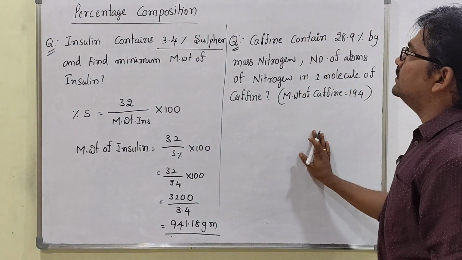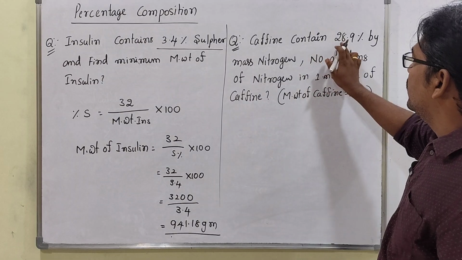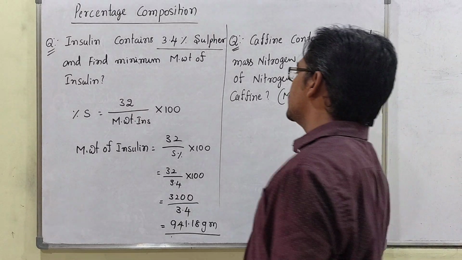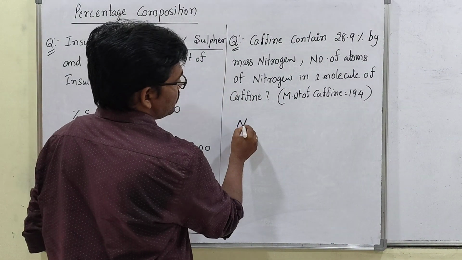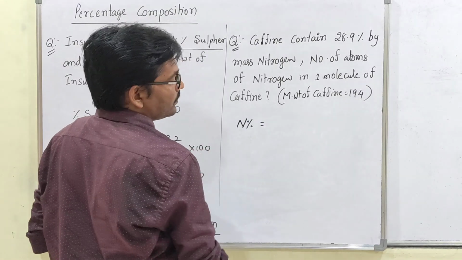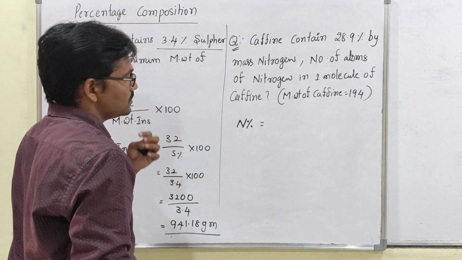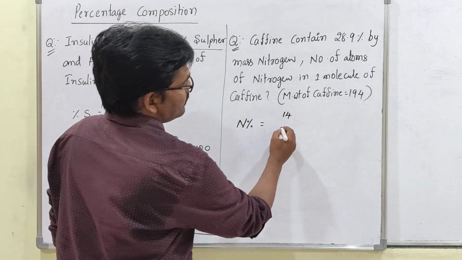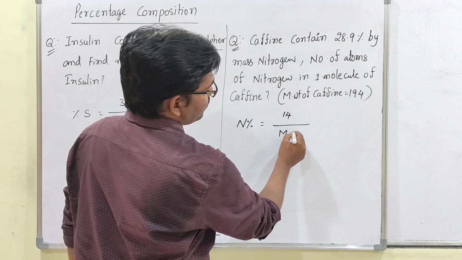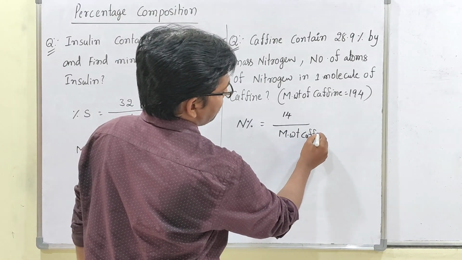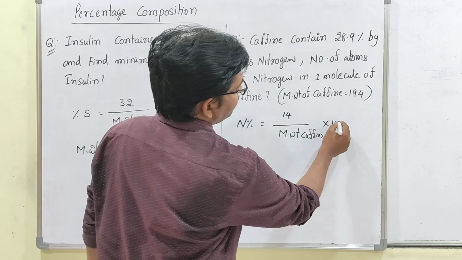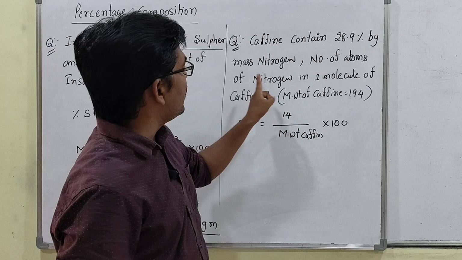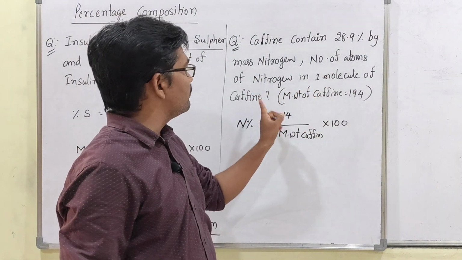So here, caffeine contains 28.9% by mass nitrogen. Here the nitrogen percentage is given, same like this. So percentage of nitrogen equals mass of nitrogen, 14, divided by molecular weight of caffeine, into 100. Okay, clear? So the number of atoms of nitrogen in one molecule of caffeine, they asked.